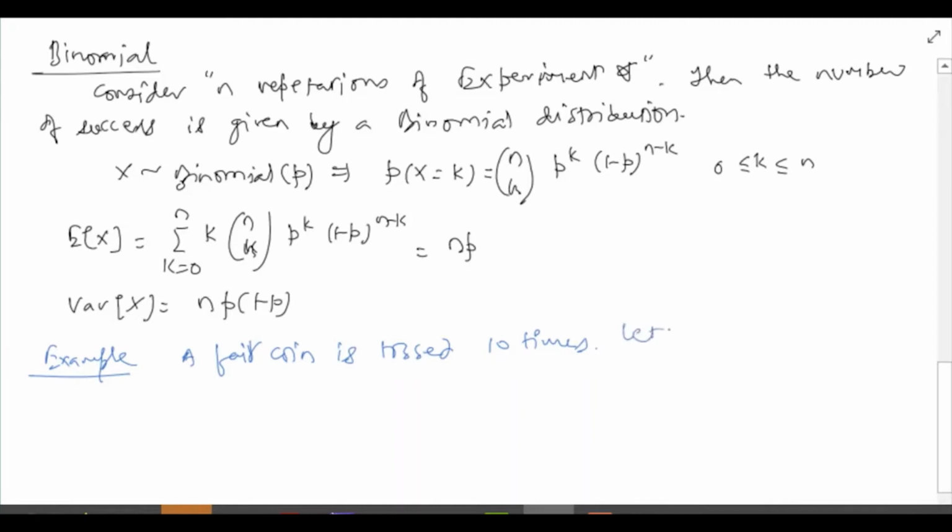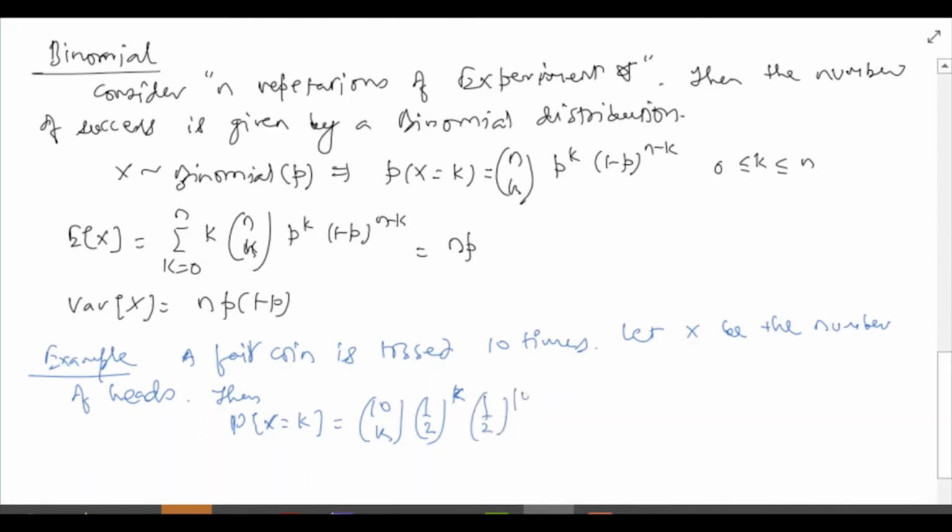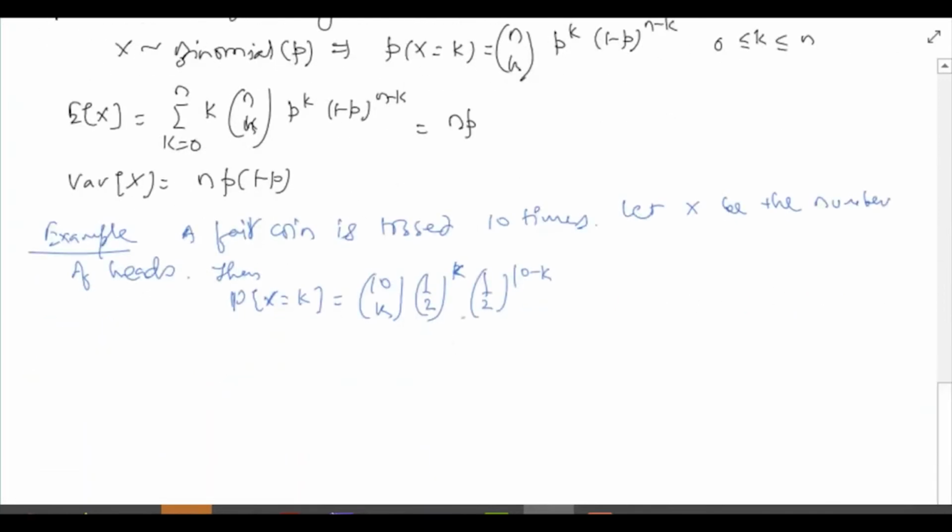Let x denote the number of heads. Then clearly from the above description, x follows a binomial distribution, and the probability that x will be k, some number k, will be 10 choose k, half raised to k times half raised to 10 minus k. Right? Since it's a fair coin, we have p equal to half, and this is for k between 0 and 10.